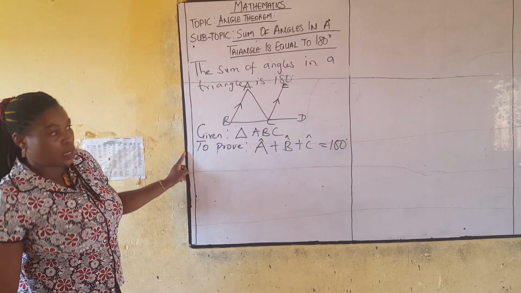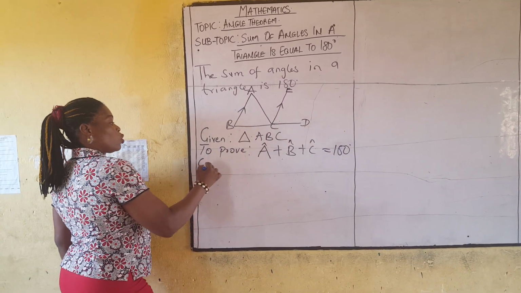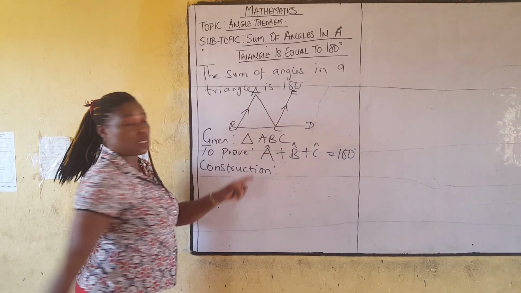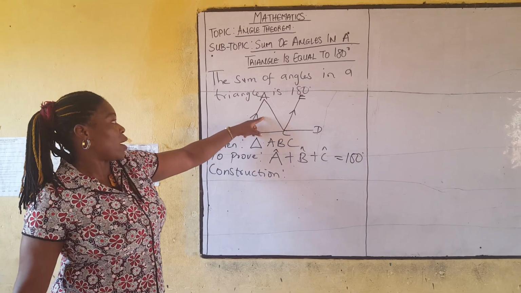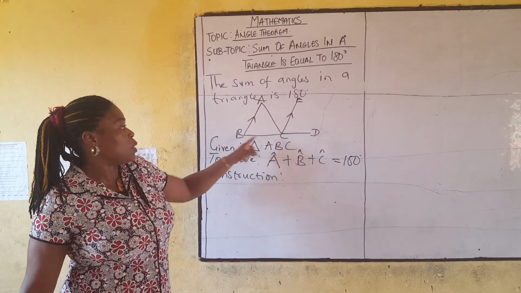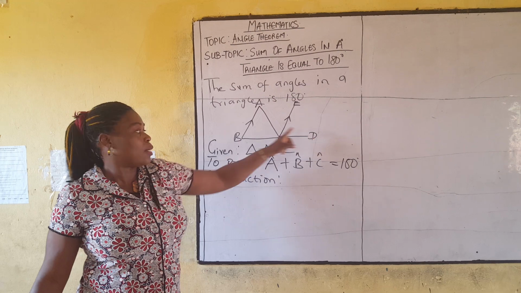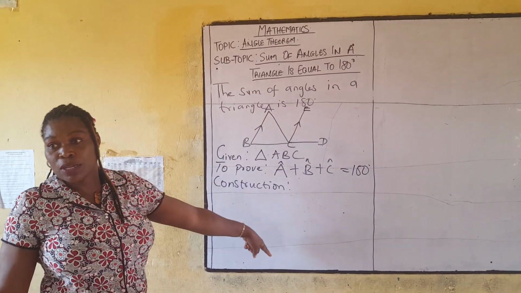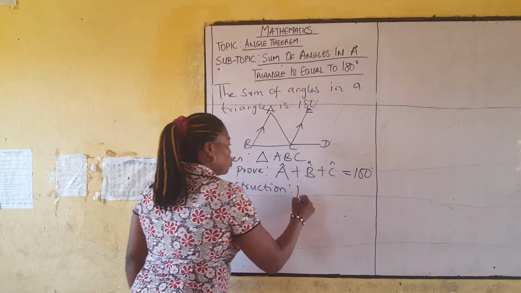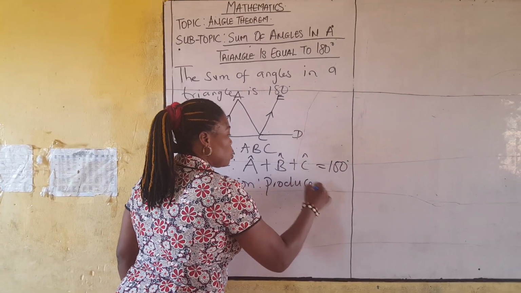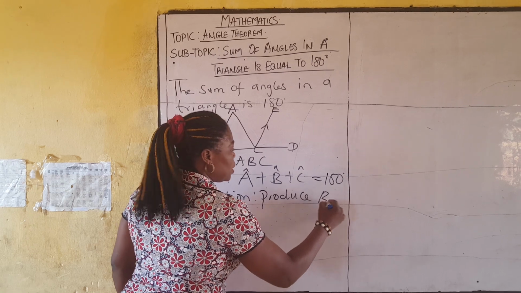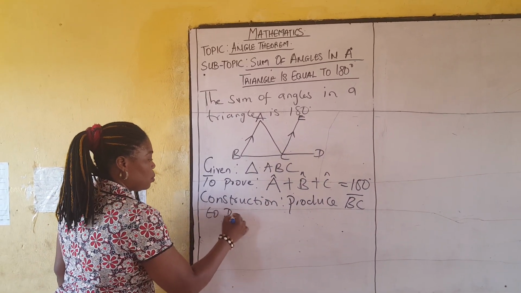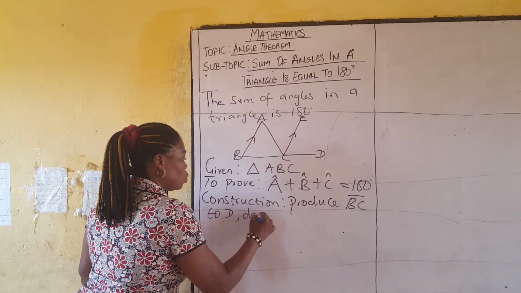Then the last one is C, which is construction. It's not all the time you are given a proof that you have construction, but in this case you have construction. This is triangle ABC, but we produce line BC to D, and also draw a line CE parallel to AB. So you are going to be writing it down. The first thing we did was to produce line BC to D.